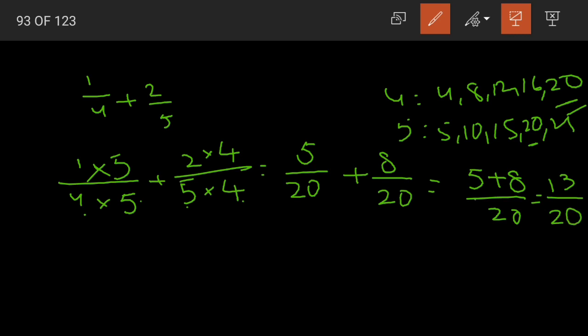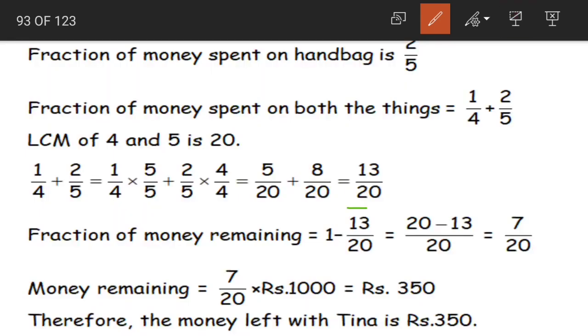Yes children. Now how did I add these together? Because these two are like fractions, 5 by 20 and 8 by 20, we can simply add the numerators and retain the common denominator. Now what is this 13 by 20? It is the fraction of money spent on both the things. What are both the things here? On the dress and the bag. So when we combine both, Chitra has spent 13 by 20 of the given amount.